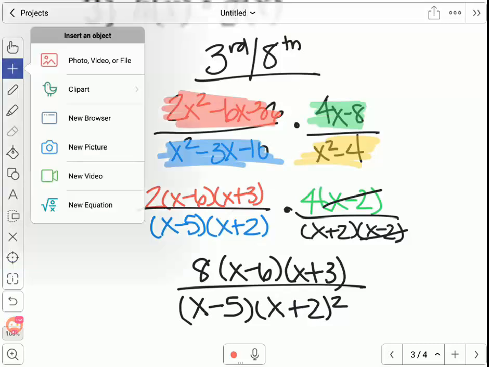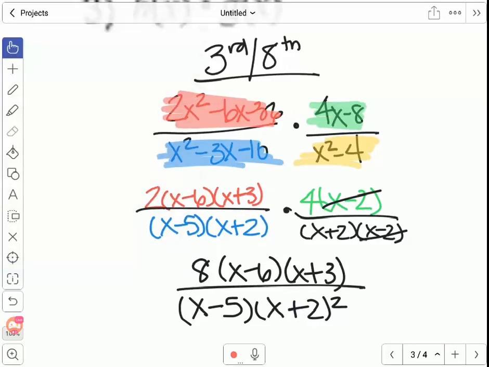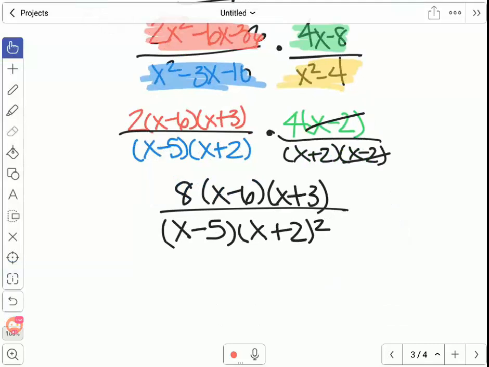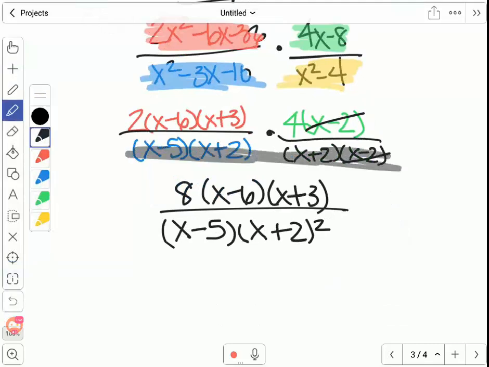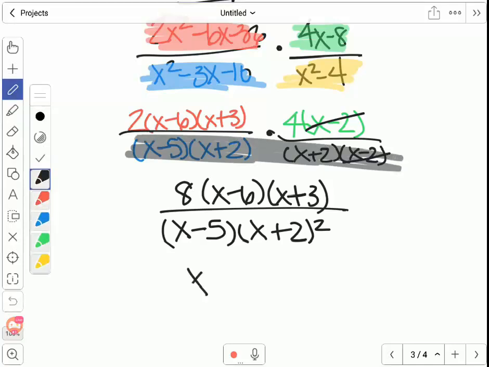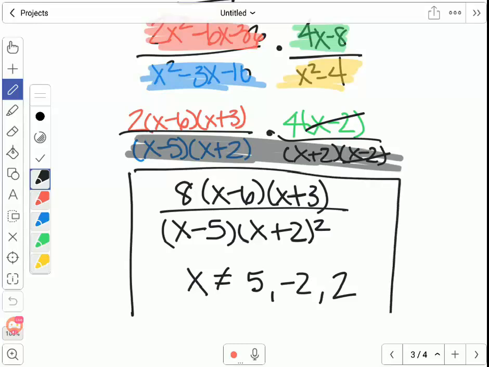And now I just need to figure out what my excluded values are, what x cannot be. So again, I'll look at anything that was ever in my denominator to decide that, which is this entire row right here. So that tells me that x cannot be positive 5, negative 2, or positive 2. If it's one of those three things, we're going to have an issue.